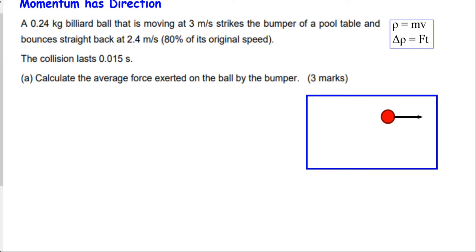In this video, we look at a momentum collision question. A 0.24 kg billiard ball is moving at 3 meters per second, strikes the bumper of a pool table.